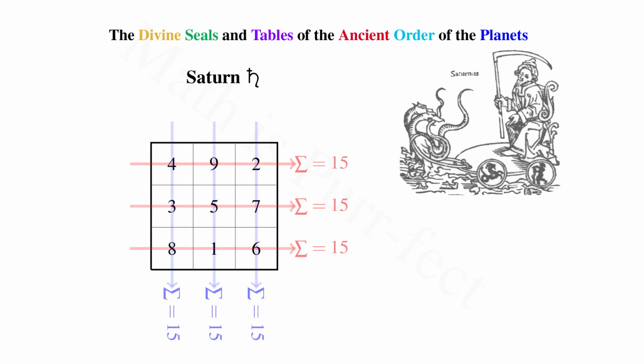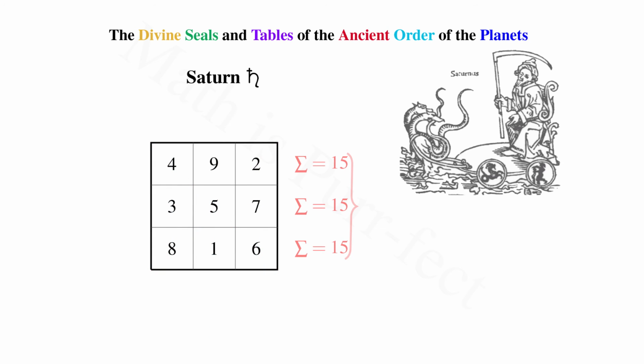But it gets even better, as the entries along the diagonals, namely 8, 5, and 2, as well as 4, 5, and 6, both sum to 15. The number associated with the planet Saturn is found by summing the row sums, that is, taking 15, 15, and 15, and arriving at 45.